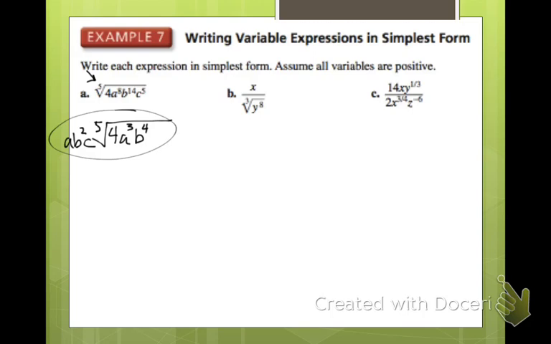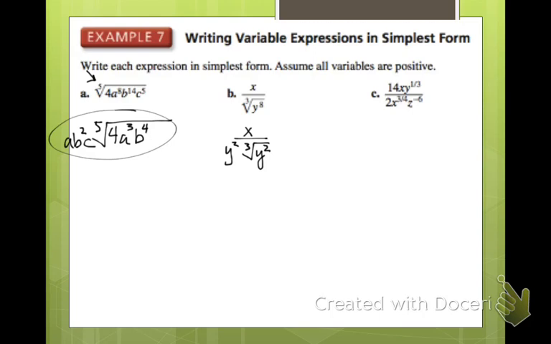All right, so now we have x over the 3rd root of y to the 8th. So first of all, let's just deal with the denominator. So how many groups of 3 y's are there in y to the 8th? Well, there are 2 with 2 left.